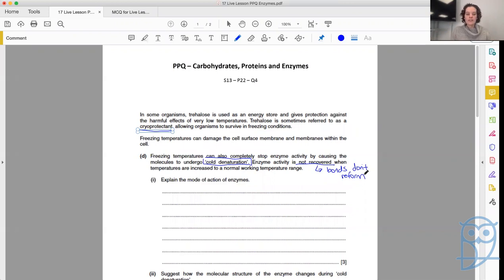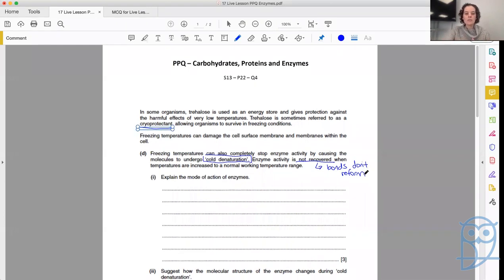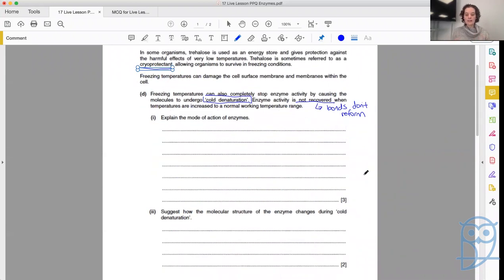Okay, so first off, they say to us, explain the mode of action of enzymes. So they don't actually ask us anything about this cold denaturation to start. Part 2 is only where they say, suggest how the molecular structure of the enzyme changes during cold denaturation. And what they're doing is they're actually leading you into your understanding of the question. They're being really nice to you.